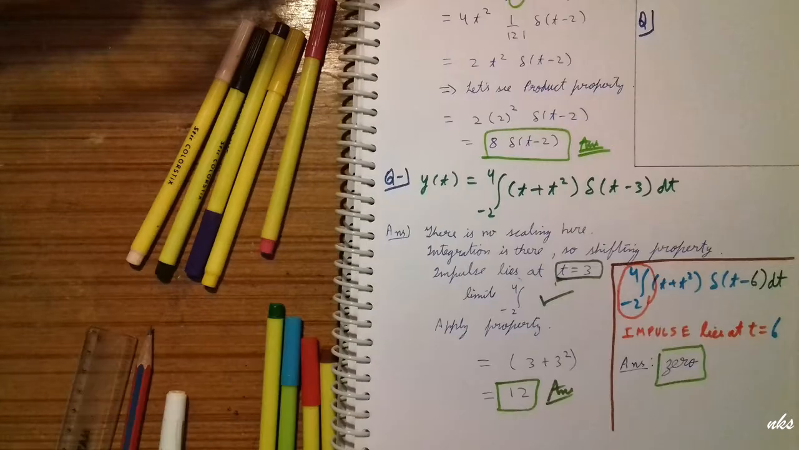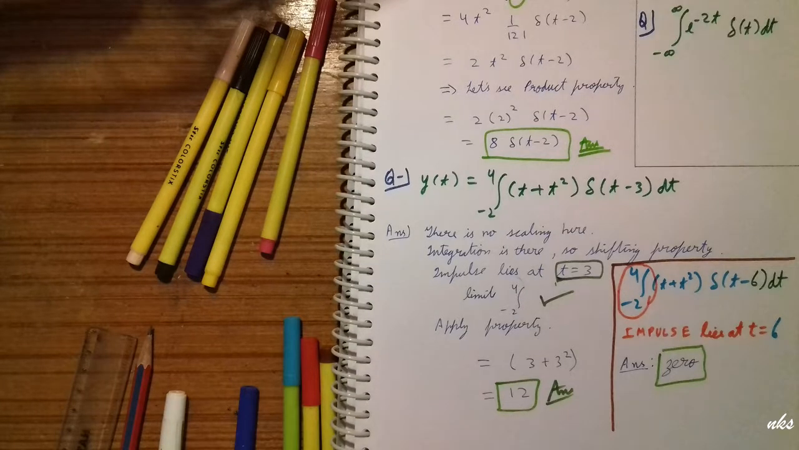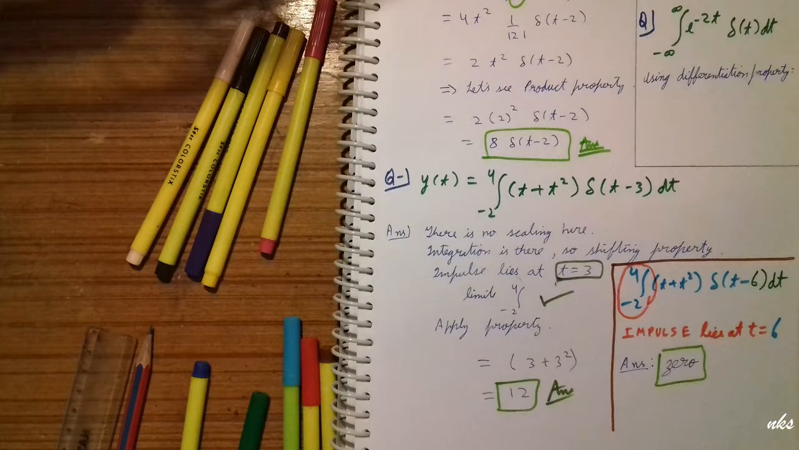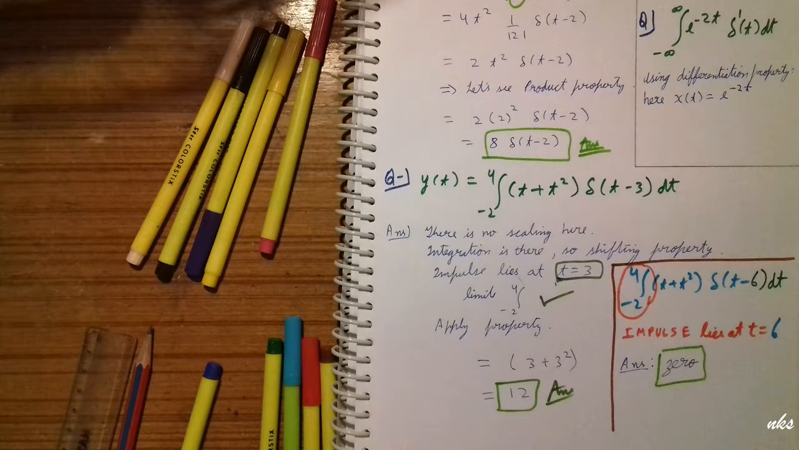Now let us see another question. The question is as shown on the screen. Here it is δ'(t), that is the single differentiation of the impulse signal. Using the differentiation property, here x(t) is e^(−2t). So using the property we get −x'(0). So we will get the answer, that is 2.